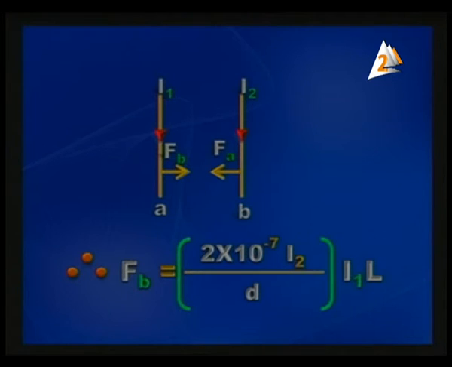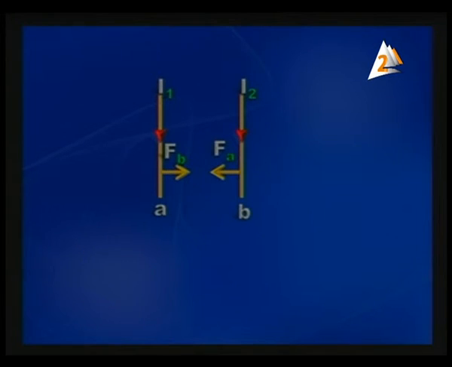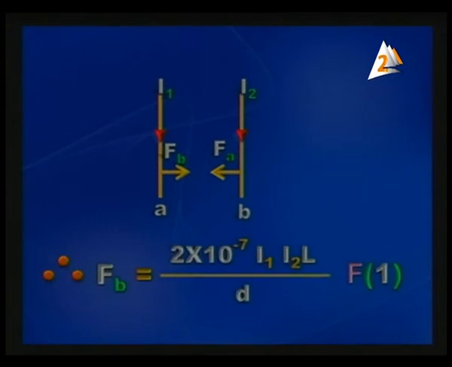So we can say the force produced by the magnetic field of wire B is equal to 2 times 10 to the power of negative 7 I2 over D times I1 times L. So the force equals 2 times 10 to the power of negative 7 I1 I2 L over D. This is equation number 1.